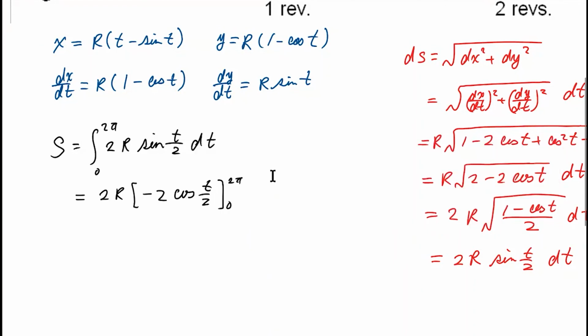Okay, you have to be careful now, because usually when you have sine and cosine, 0 to 2 pi, that just gives you the same thing, but this is t over 2 now, right? I mean, if the arc length turns out to be 0, I would feel pretty bad. Okay, so if I put 2 pi in, that's cosine pi, right? That gives me negative 2. Right? So the whole thing is 8r?